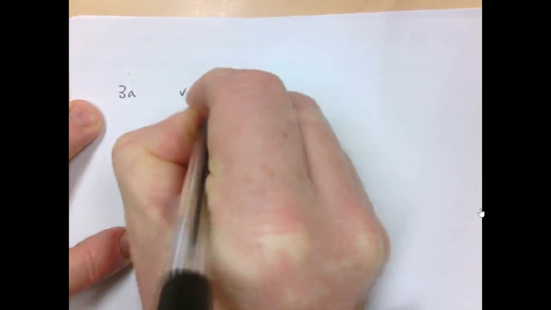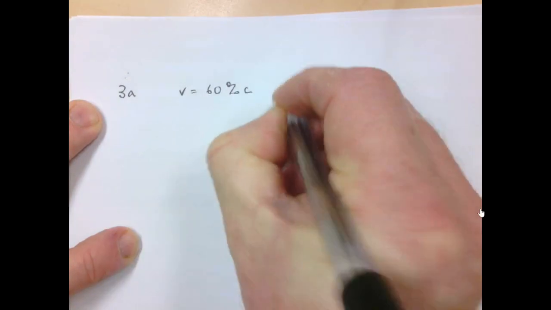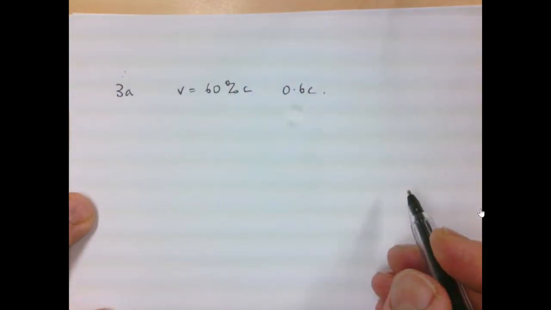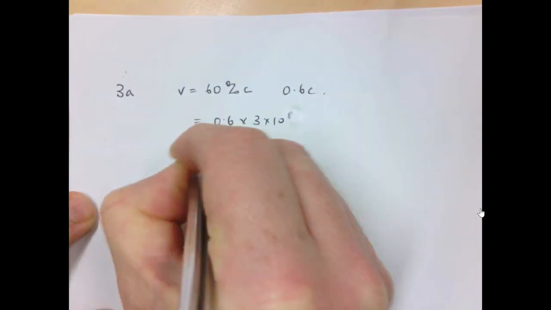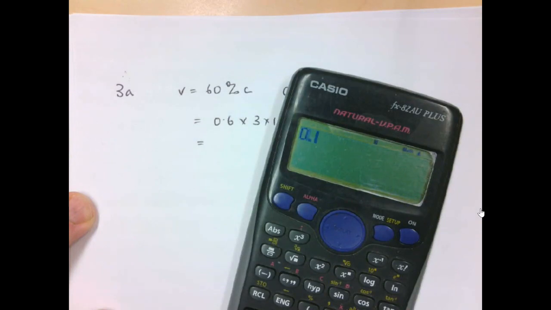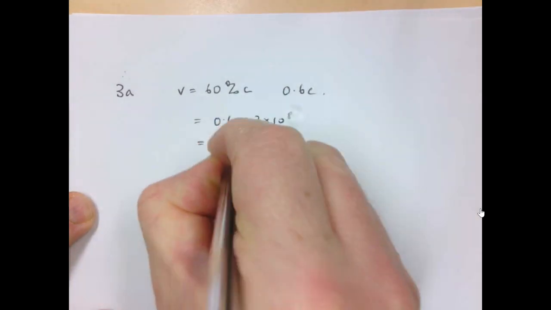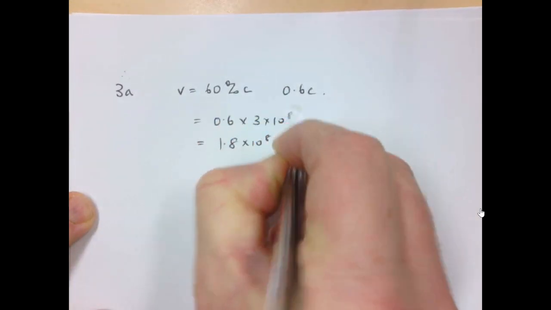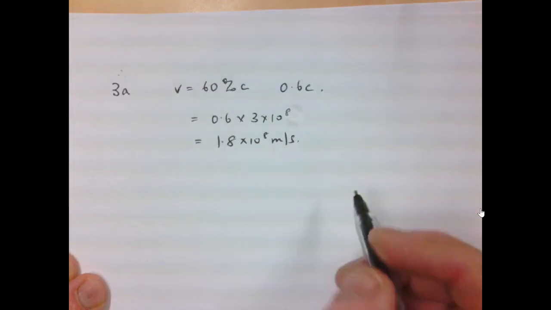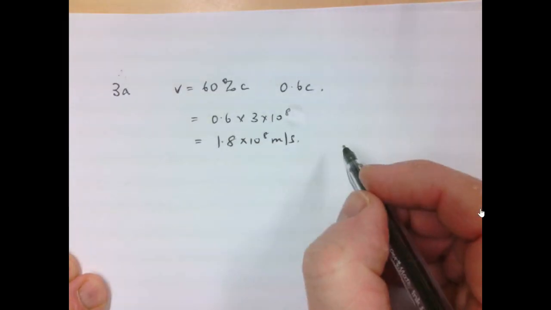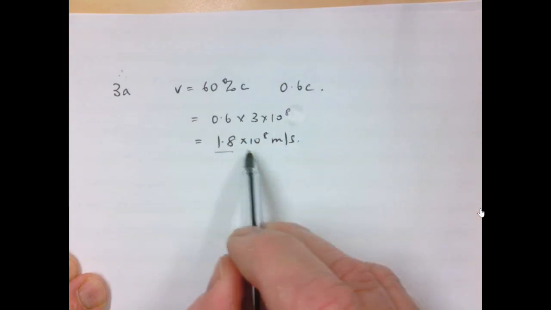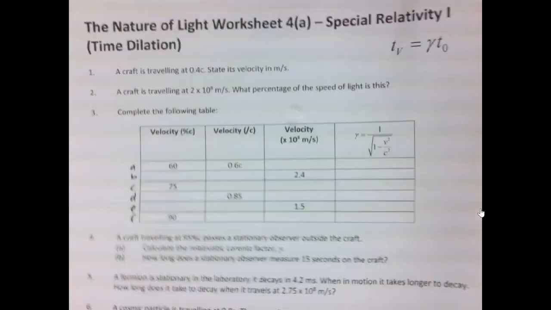So for 3A, the velocity is equal to 60% of the speed of light, which is 0.6 c. So the actual velocity would be 0.6 times 3 × 10^8. So that is going to be 0.6 times 3, and that will be 1.8. So it's 1.8 × 10^8 meters per second. The second column there should just simply have the 1.8 in it, because the × 10^8 is in the top part of that column up here.